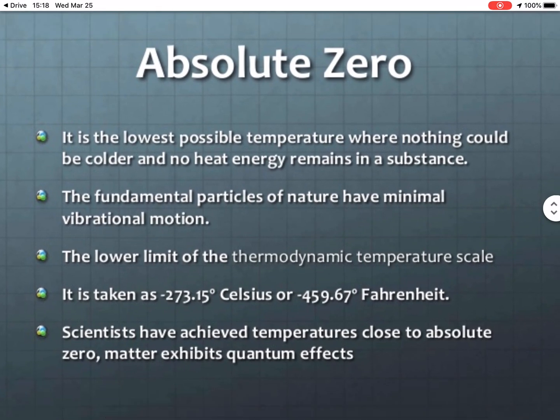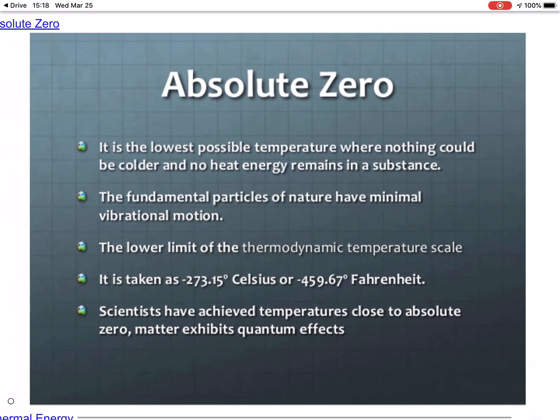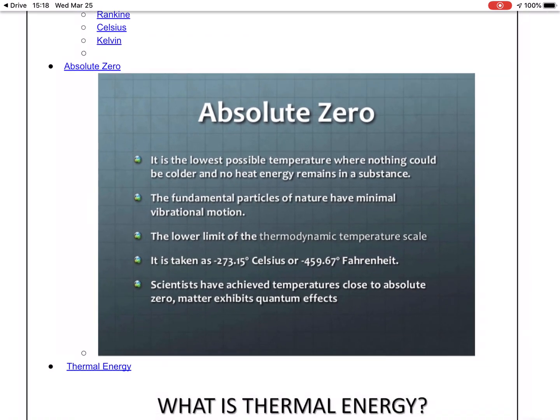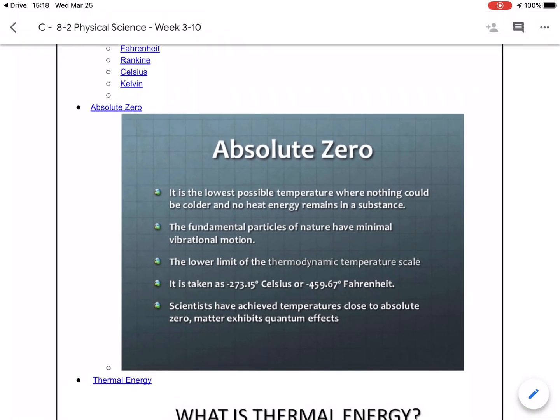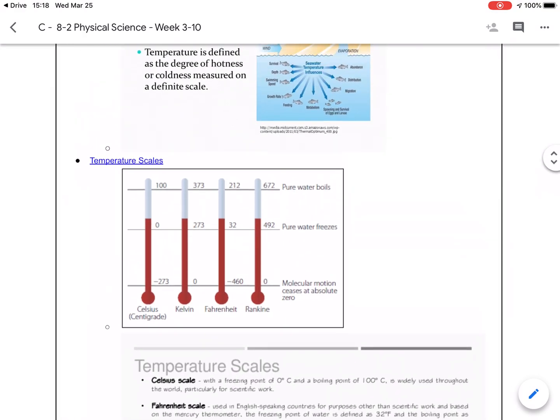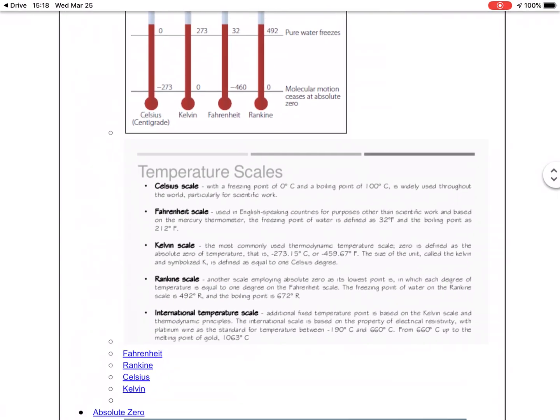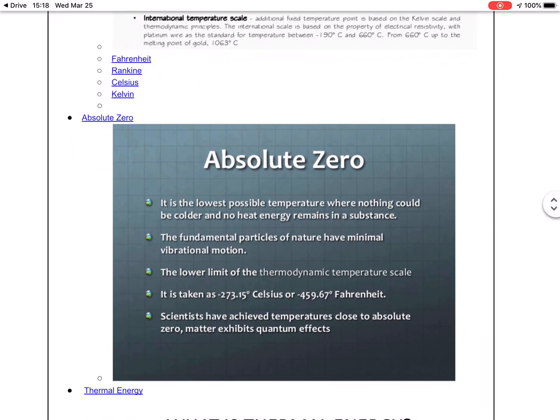For Fahrenheit, it is negative 459.67, and for Celsius, it's negative 273.15. You will not have to know those numbers. Just, that's how cold we can go. We can't go any colder than those two numbers. We've gotten really, really close, but we've never gotten to that number, nor can we, as theoretically it's impossible off our current ideas of physics and chemistry. So, those are temperature scales and absolute zero.